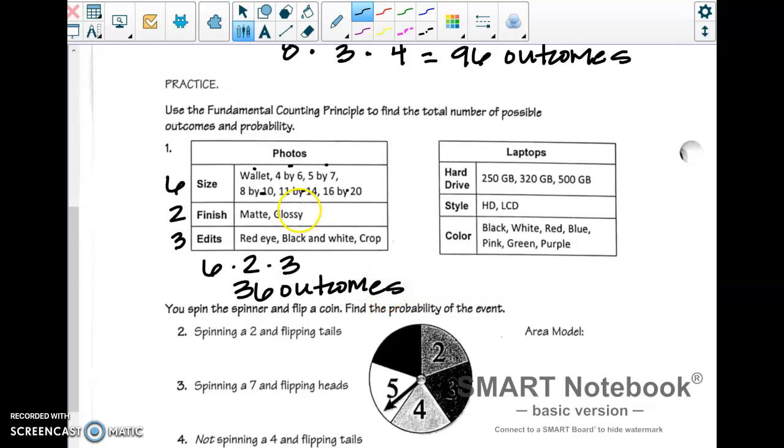So if I wanted specifically, let's say, what is the probability I'm going to get a 4x6 that's matte and is in black and white, well, that's going to be one of the 36 outcomes because that's one option out of the 36.